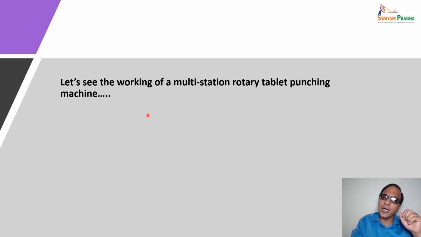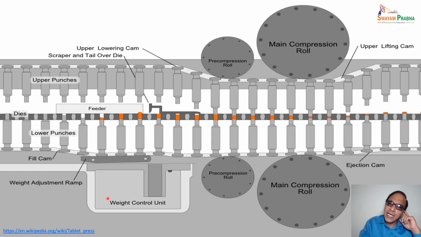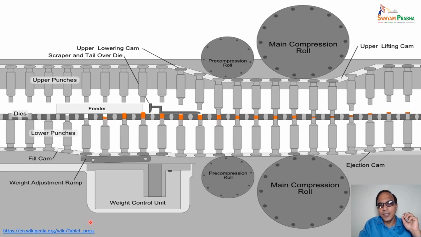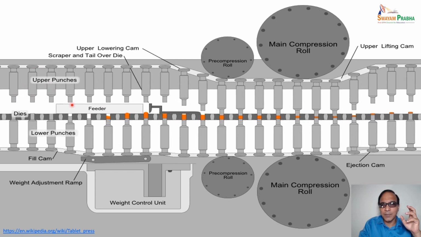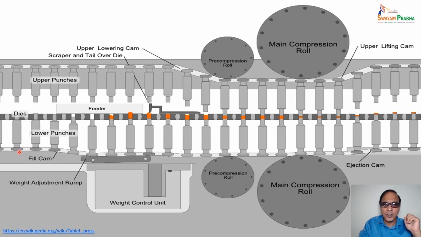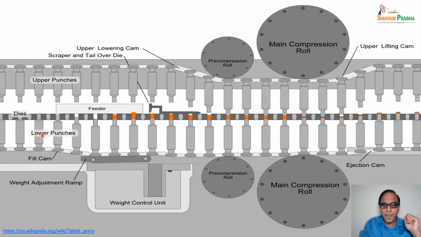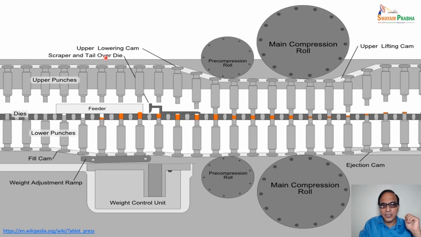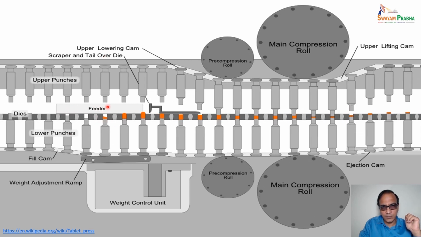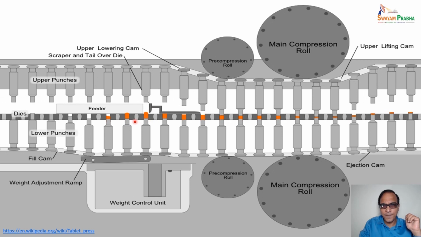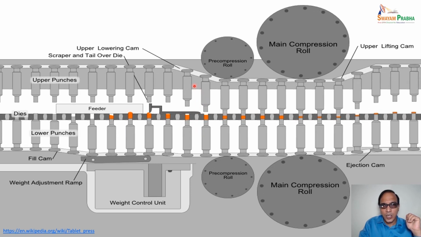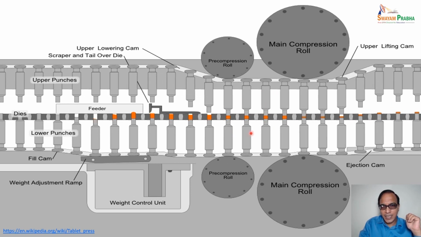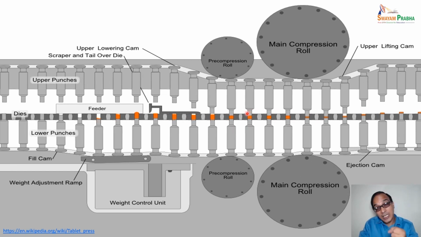Now let's see the working of a multi-station rotary tablet punching machine with this GIF. Don't worry, this GIF is available on Wikipedia. It's freely available. Now let's discuss it. These are the multi-stations basically. What is happening? The lower punch is moving upward here, and this feeder is filling this die, and then the upper punch is moving down and giving the compression force.